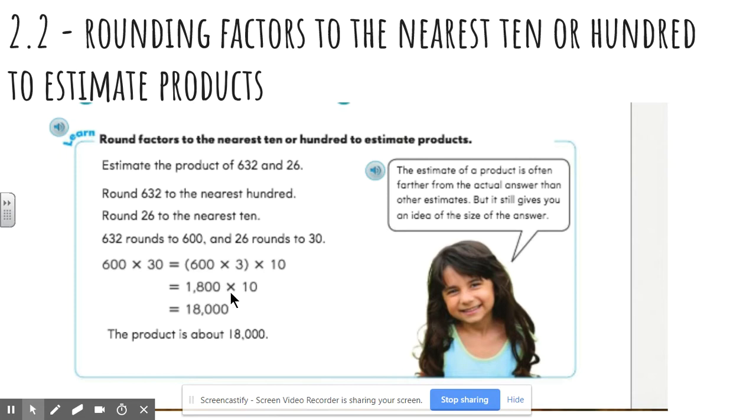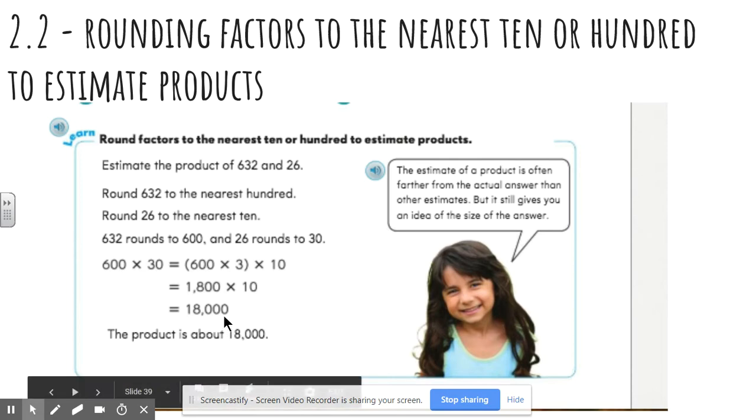We have 2 zeros. Then times 10, and we know when we multiply by 10, we shift the number to the left because you're multiplying by tens, and now there's a 0 in the ones place. So the answer is 18,000.